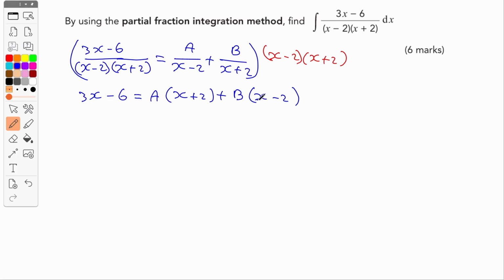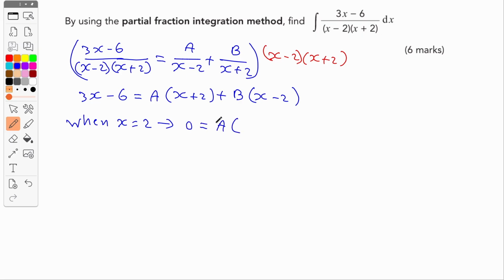This happens if you put x equals 2, because 2 minus 2 is 0. So we say when x equals 2. Now let's plug in 2. 3 times 2 is 6, minus 6, it will be 0.